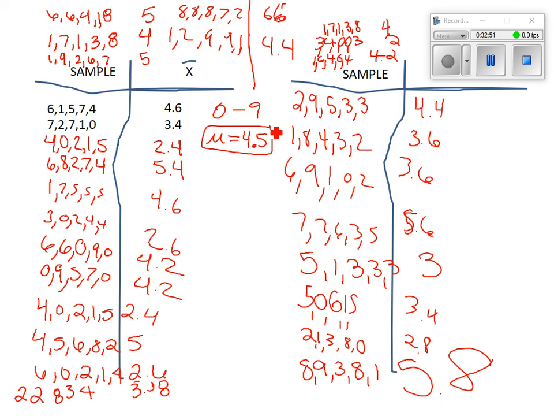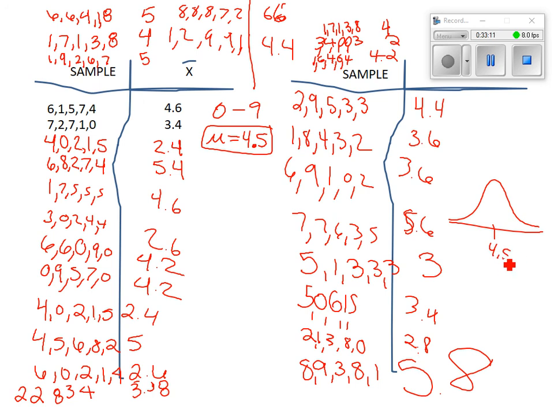It should be exactly the same as that. And all these means up here should form a normal curve, getting closer and closer to that mean of 4.5.